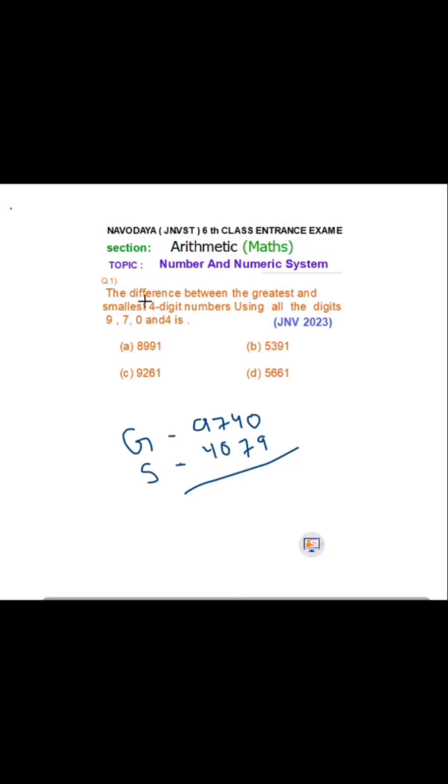Okay, now they are asking the difference. Now I am doing subtraction. Here 10 minus 9 is 1, 13 minus 7 is 6. Here 6 minus 0 is 6, 9 minus 4 is 5. Okay, now which option is there? Option D. Okay, now option D is our answer.